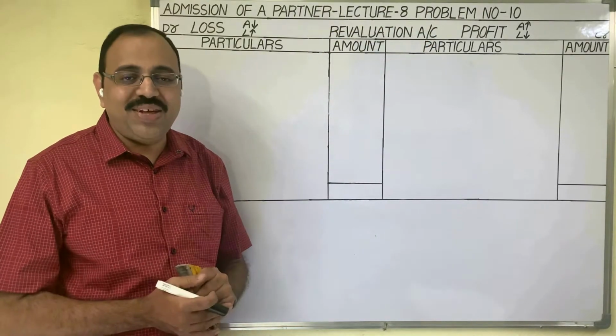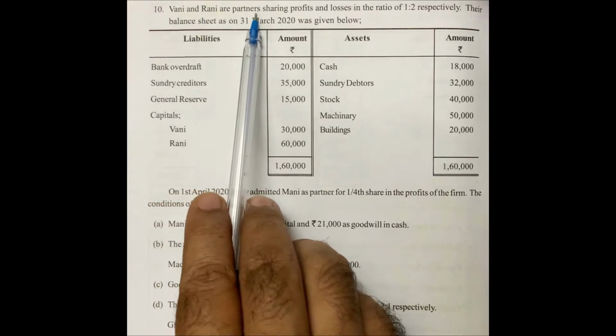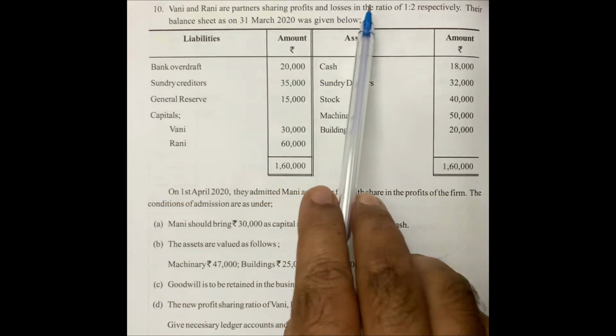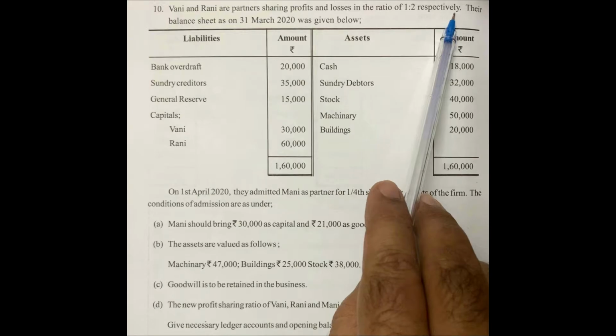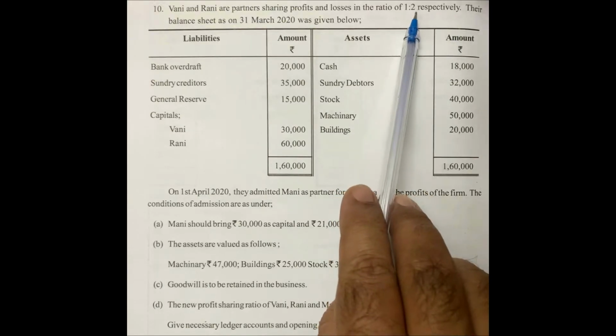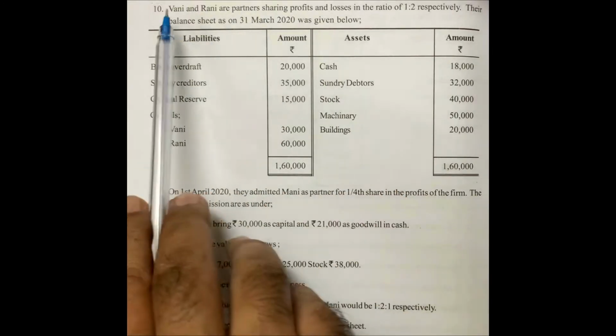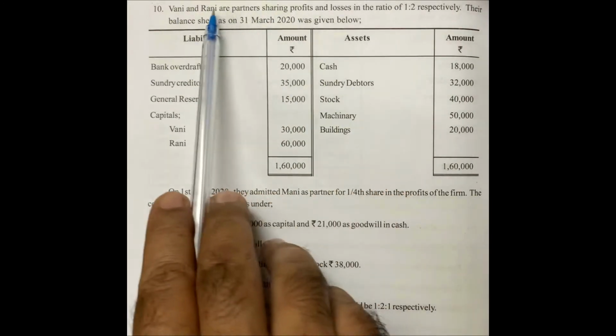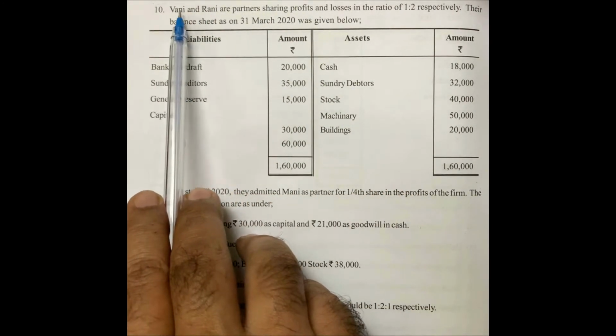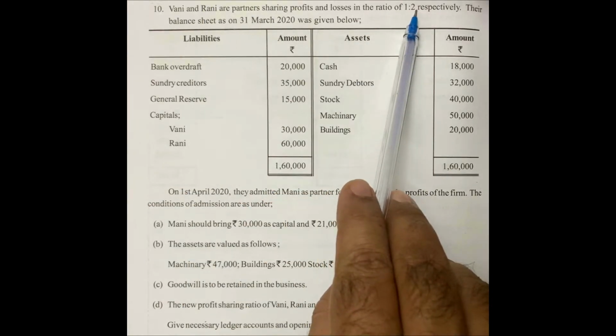Let us see the problem first. Vani and Rani are partners sharing profits and losses in the ratio of 1:2 respectively. This 1:2 is known as the old profit and loss ratio. Here, 1 belongs to Vani and 2 belongs to Rani. So Vani's share is 1/3. How did 3 come? 1 plus 2.